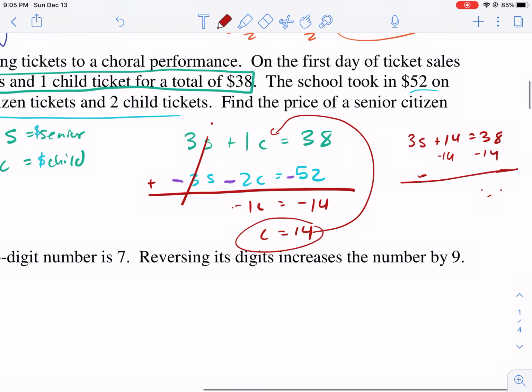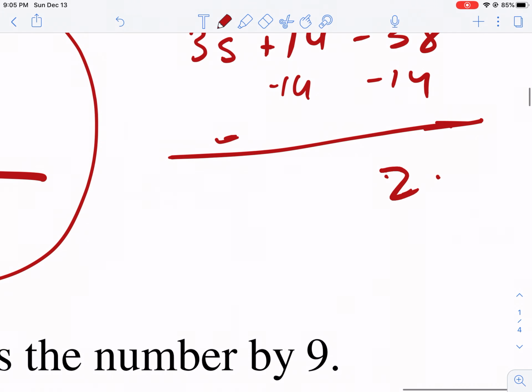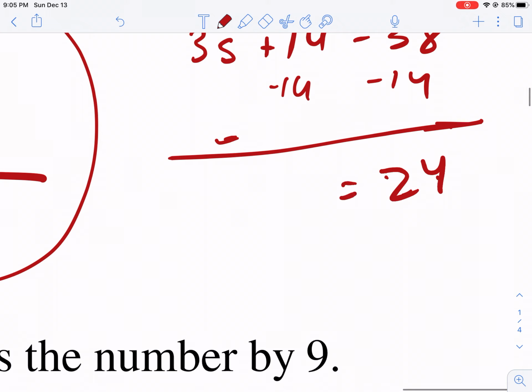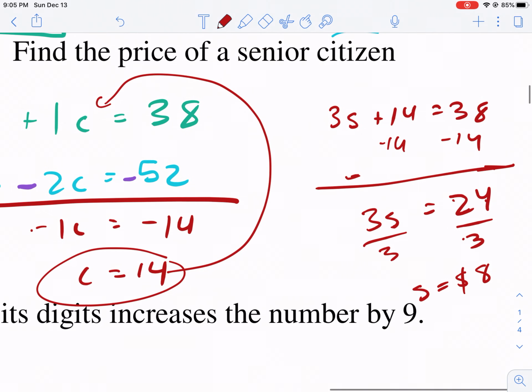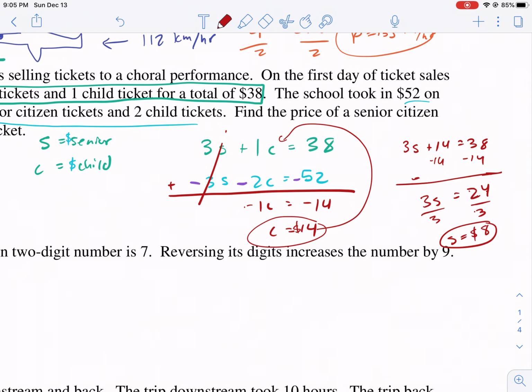So we get 24 equals 3s. So then we divide by 3, and we get a senior ticket costs $8. So a child ticket is $14, and a senior ticket is $8. And that's how you set this up. Make sure you set your variables from the start. You know you're going to need two equations, and then you go from there.